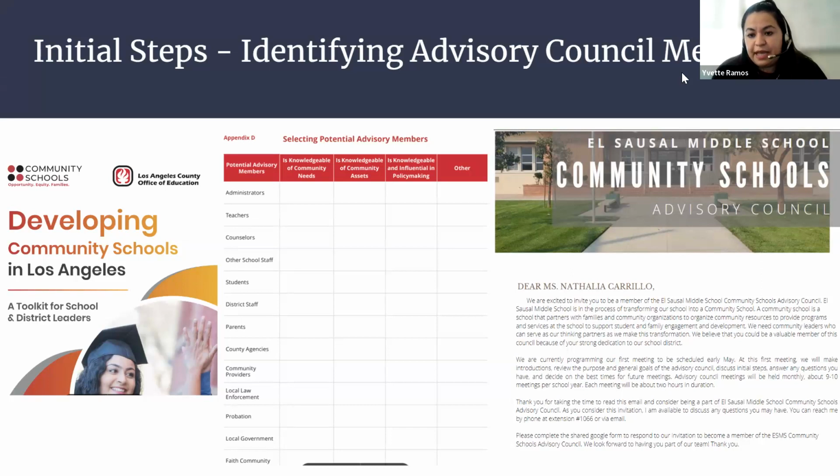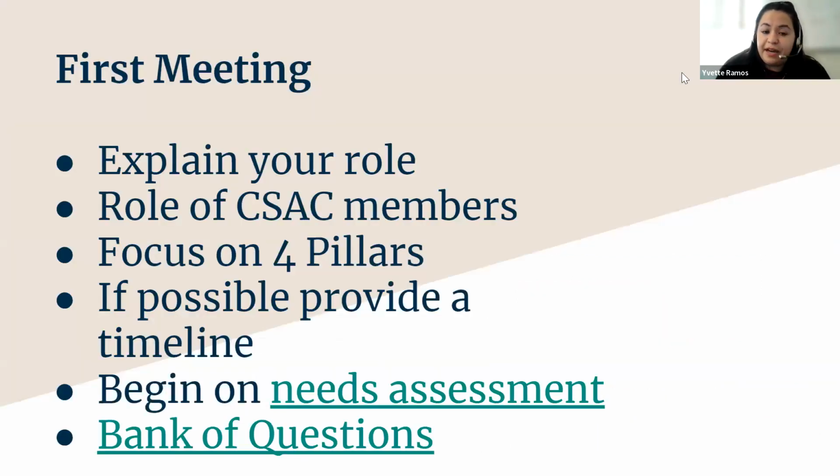And this was just a sample of the invitation that was sent out when we invited them to be part of the advisory council. I included a little bit of what their role was. So we did have our first meeting. In the first meeting, I explained what my role was and what the role of the members were. We focused on the 4 pillars. We provided a timeline so we can get through the phases that we need to, and we began on the needs assessment.